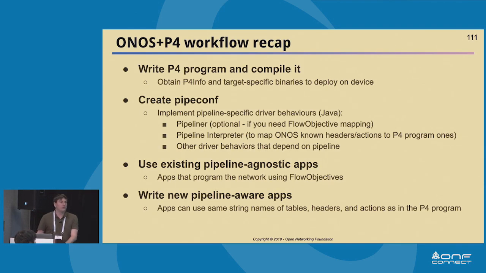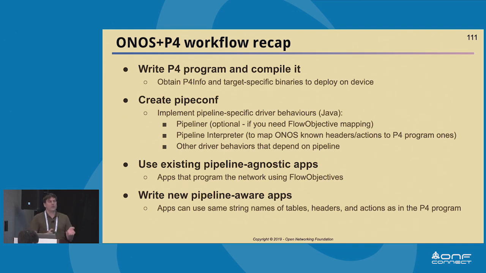So before we move on to the next exercise, let's do a quick recap of the workflow to use ONOS and P4 together. If you want to do that, the first thing you have to do is write a P4 program and compile it using your P4 compiler, and obtain the P4 info file and the target specific binaries. In the case of BMV2, this will be the BMV2 JSON file.